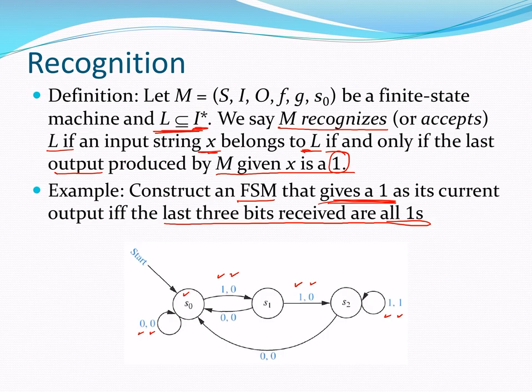However, if at any time along the way to getting to state 2 a 0 comes in, I go all the way back to state 0 and output a 0. Even if I'm in state 2, but a 0 comes in, I output a 0 and I go back to state 0 because I'm starting all over again. So again, our machine is said to recognize a word if it outputs a 1 at the end of that word. And that is using finite state machines with output to do recognition.